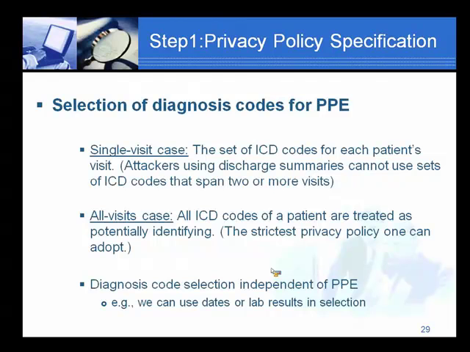However, some people would like to be more conservative and prevent attackers from knowing all of the ICD codes of a patient when data is released. For this purpose, we consider the all visits case, which assumes that all ICD codes of a patient are treated as potentially identifiable. However, our algorithm is independent of the diagnosis code selection. So, if for some studies people want to just protect some diseases, which are just the diseases that they want to release, for example, to dbGaP, this is also feasible.